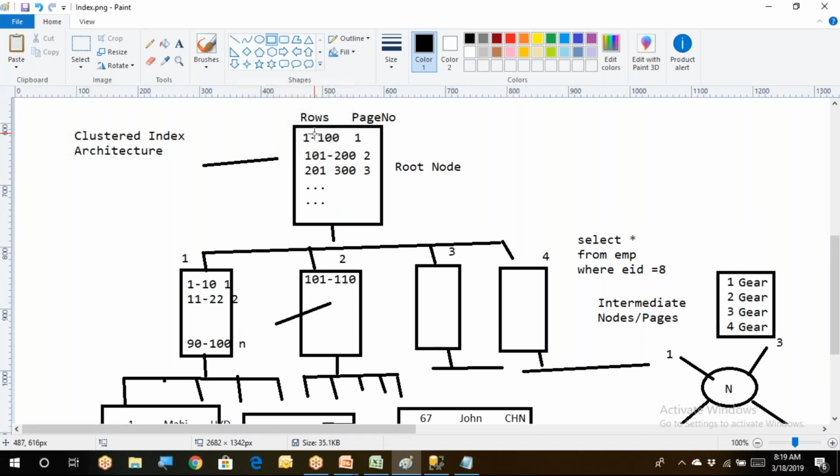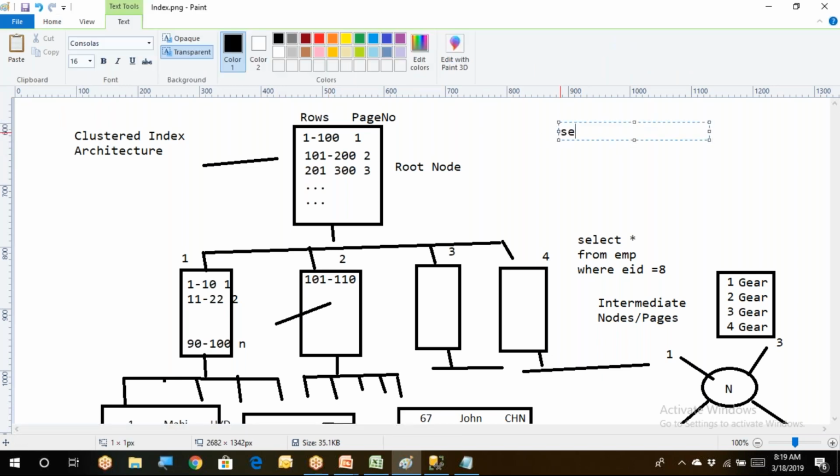Now, if I say select star from employee where employee ID equals 8, the data is organized on the employee number so that I should be able to fetch the data. But tomorrow, the customers are going to be asking like this. I would like to know select star from employee table where city equals Hyderabad. Okay, city equals HYD.